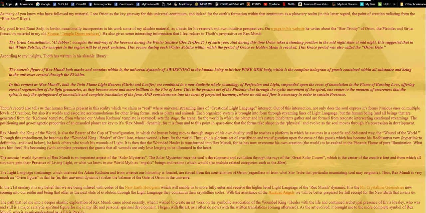What sets him free? His becoming with complete presence the gnosis that all wounds are only love longing to be illumined in the heart. And wounds have to do also with what we call evil and all the little nasty stuff that's going on. And we go, oh, how terrible, how terrible. But these are wounds. And they don't need destroying, vanquishing in the sense of killing or tearing apart or stomping on or whatever. They don't need that. No, because they're wounds. They need to be healed. They need to be transformed into enlightened flesh. And if we don't get that, we're just going to keep on wounding ourselves. It's like we keep stabbing ourselves in the foot, because it's all part of us.